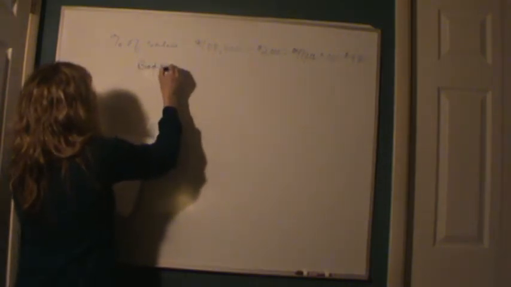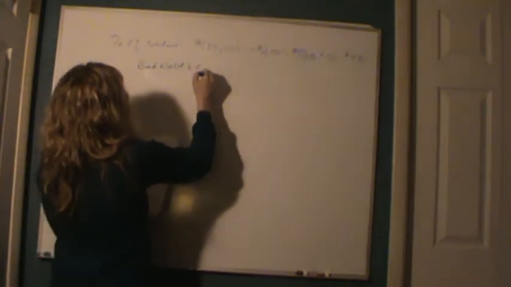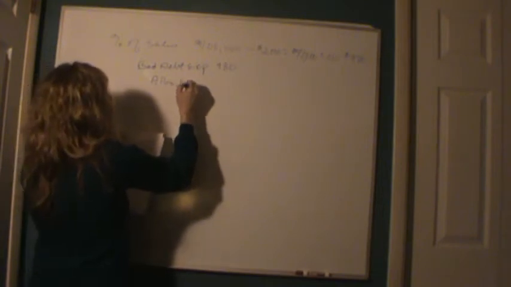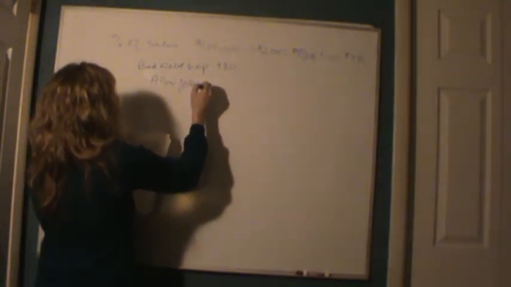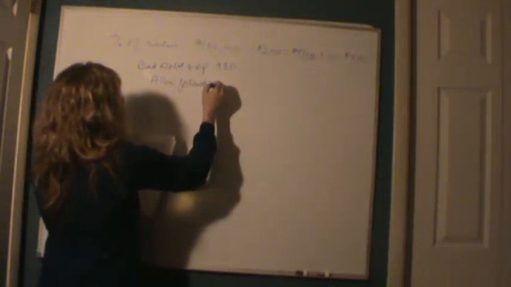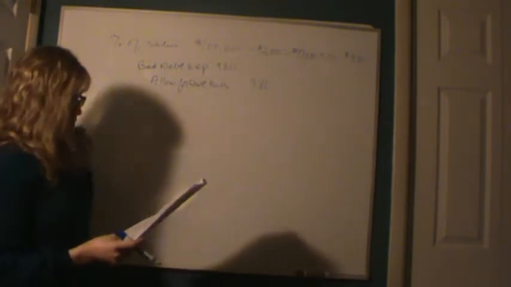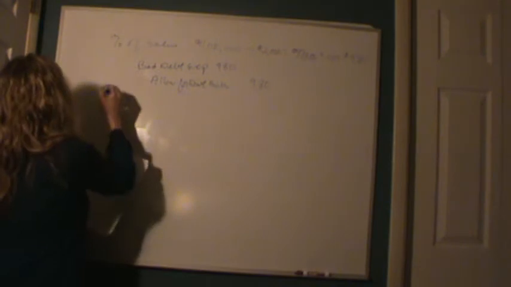We're going to go ahead and debit bad debt expense for $980, and we're going to go ahead and credit allowance for doubtful accounts for the $980. So this is how we do a percentage of sales. Our next example, we're going to do percentage of receivables.